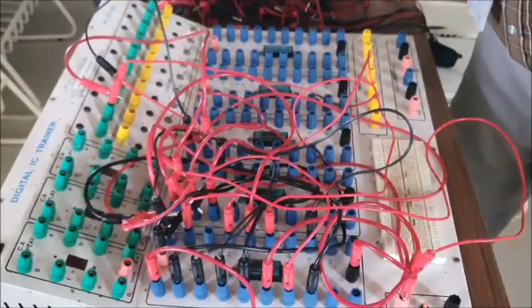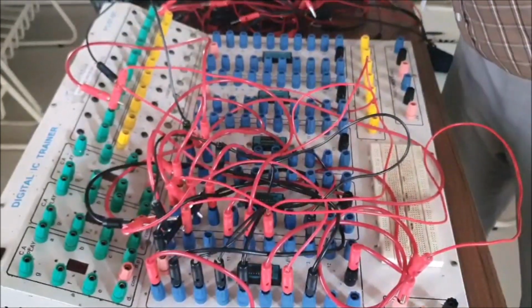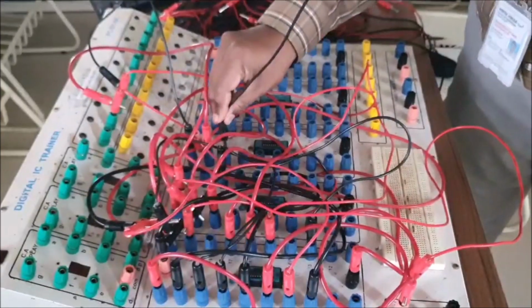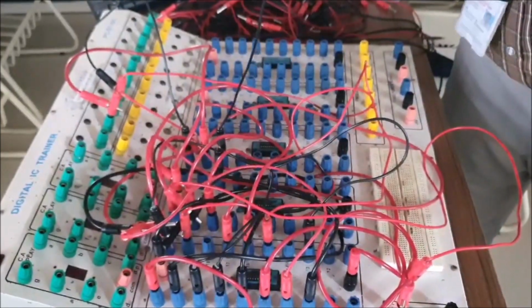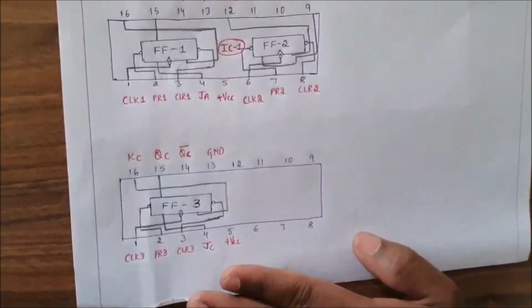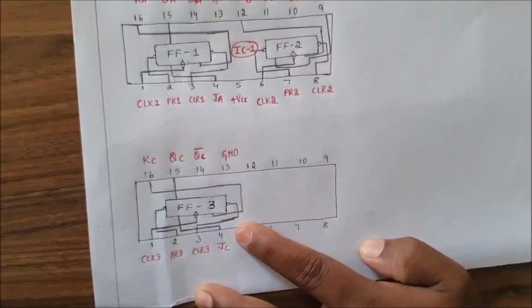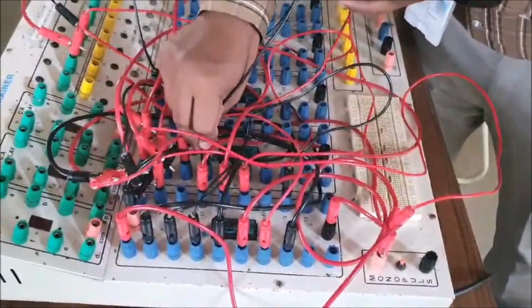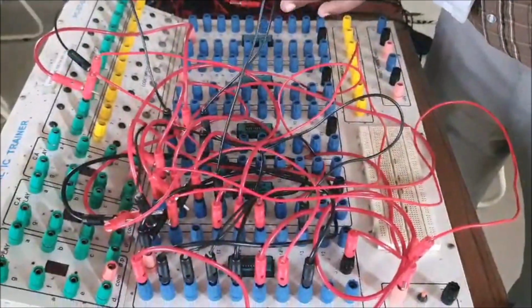Then the output is from the third pin of 7408. So I will take one patch cord. One end is connected to the third pin of 7408. Another end should be connected to JC. According to this IC diagram, JC is connected to the fourth pin of IC2. So another end should be connected to the fourth pin of IC2.